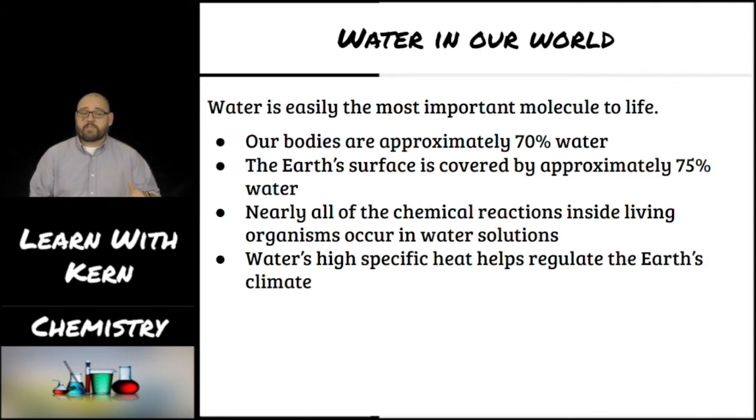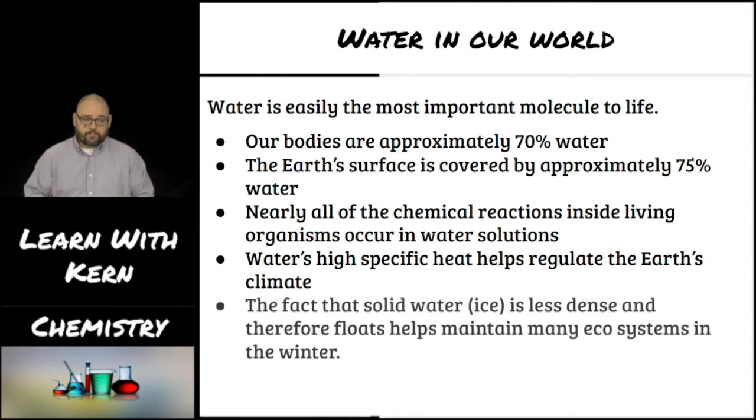Water's very high specific heat helps regulate Earth's climate. Because water takes a lot of energy to change its temperature, it also holds a lot of energy. And so that's why the moving hot and cold masses of water in the ocean help regulate Earth's climate. The fact that solid water is less dense than liquid water and therefore floats maintains ecosystems in the winter. Think about it for a second.